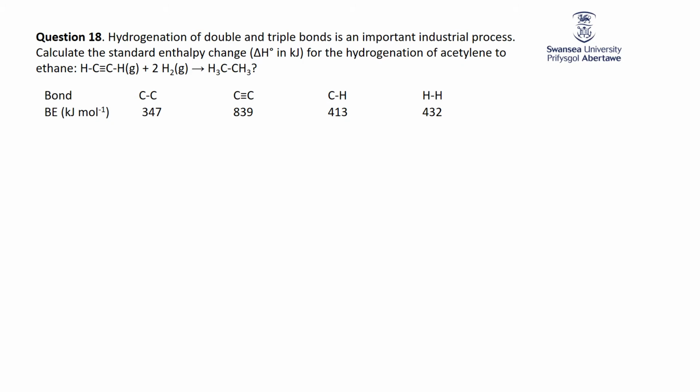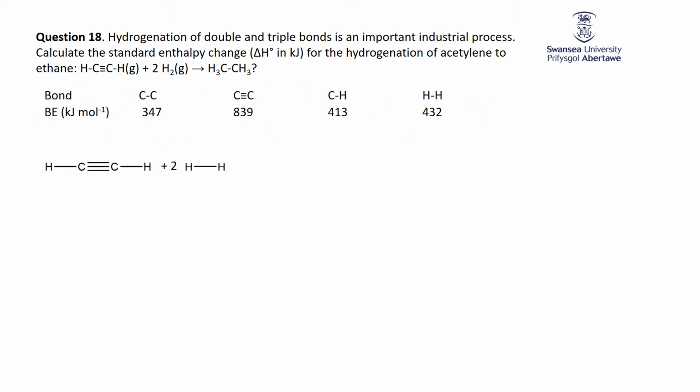First one, hydrogenation, double triple bonds, important industrial process, jolly good, who cares? Calculate delta H for the hydrogenation of acetylene to ethane. Well, if you haven't done the organic modules, then you don't know this, but that's all right. I give you the equation there. And I'll give you all these bond energies.